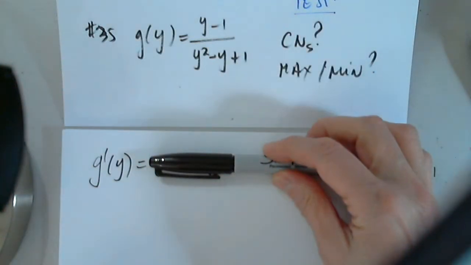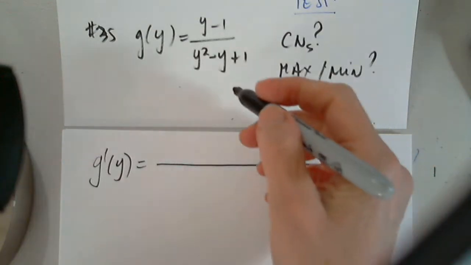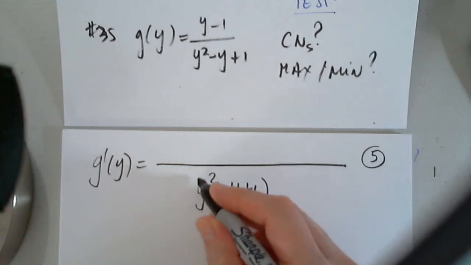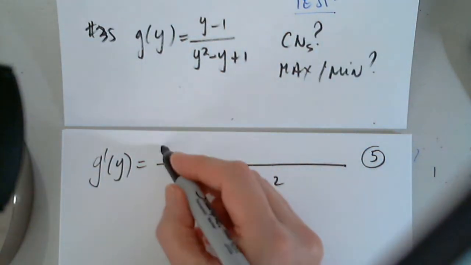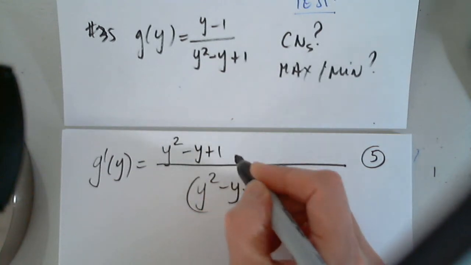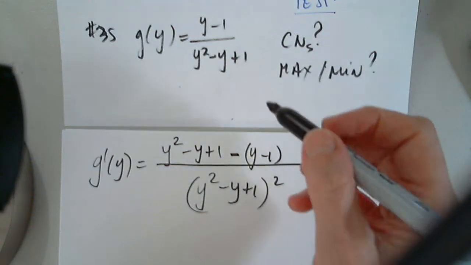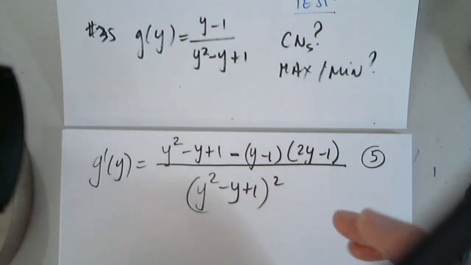Okay, what do we have to use? The quotient rule. Thank you. Okay, good. So we have to square the denominator. We differentiate the top, which luckily is negative 1, minus the top stays as is, and I differentiate the denominator to get 2y minus 1.